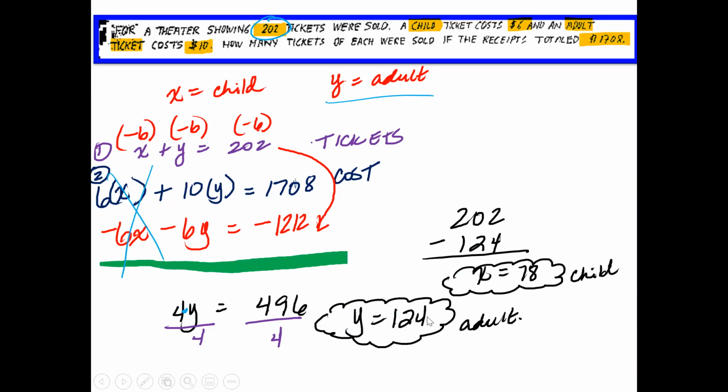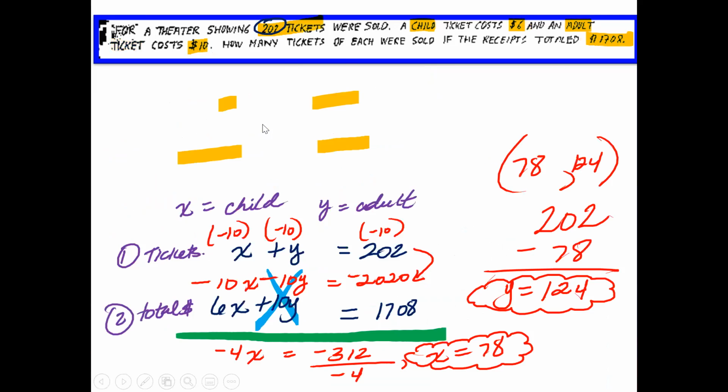And if you want to check your answers, make sure that the number of children's tickets plus the number of adult tickets equals 202. And in this case, it does. So I know my answer is correct.